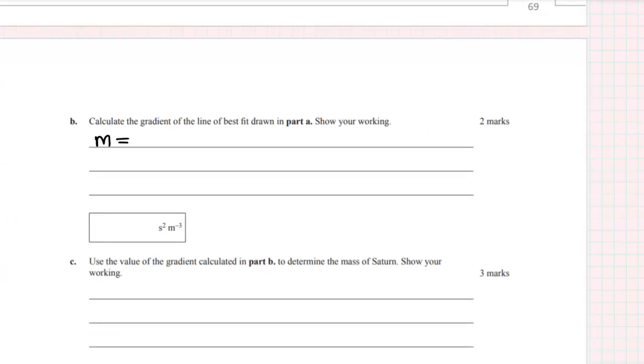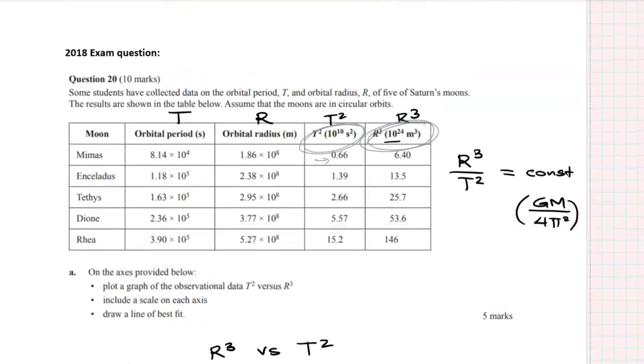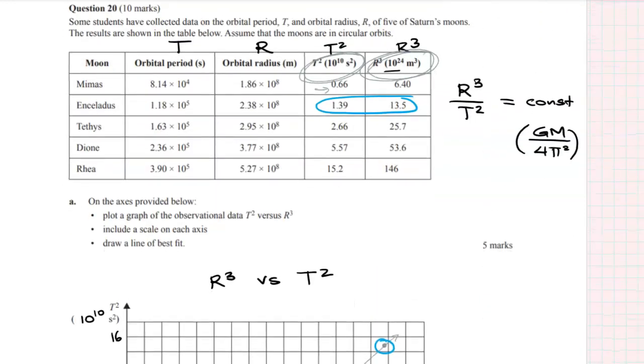So gradient m, and let's look in the table at what those 2 points I circled corresponded to. It was the second point here, and it was the last point here. Now we need to be careful. T squared, that corresponded to our vertical axis. So these are like the y values in inverted commas. And r cubed was on our horizontal axis. So that is like our x value here.